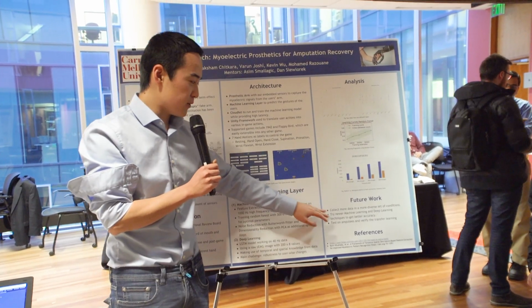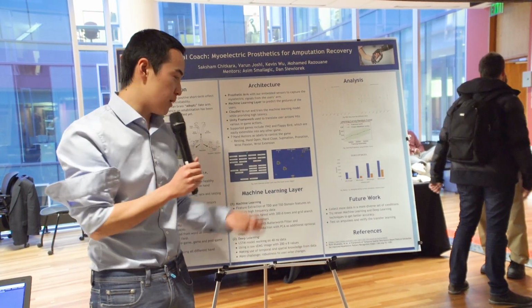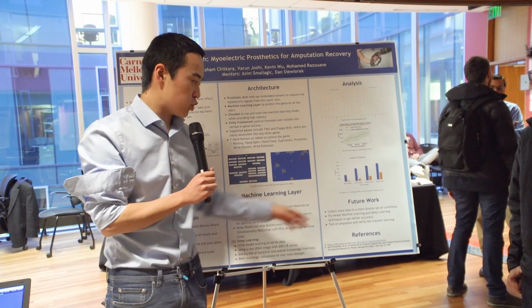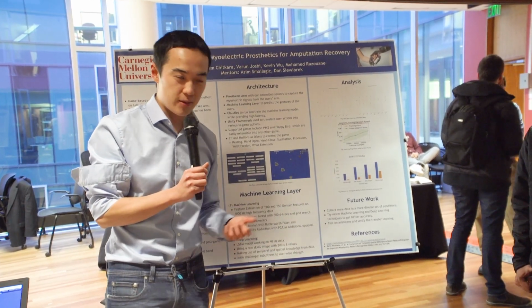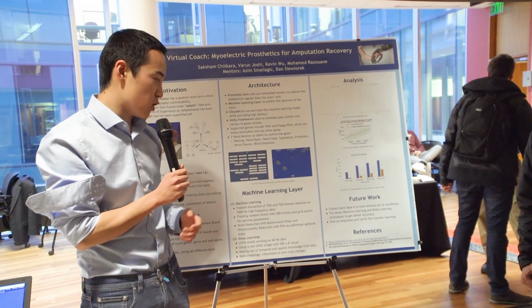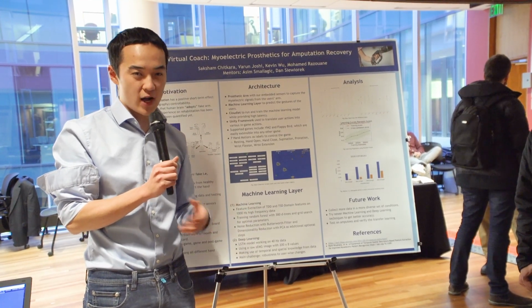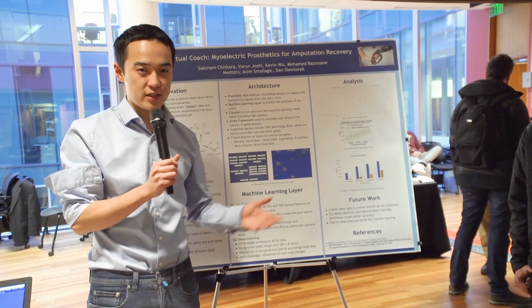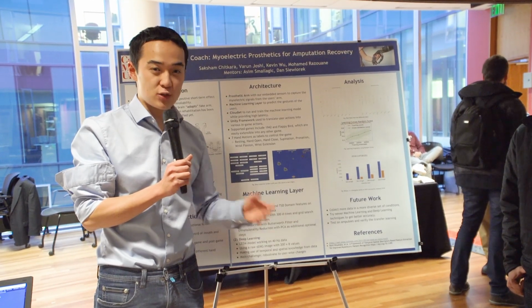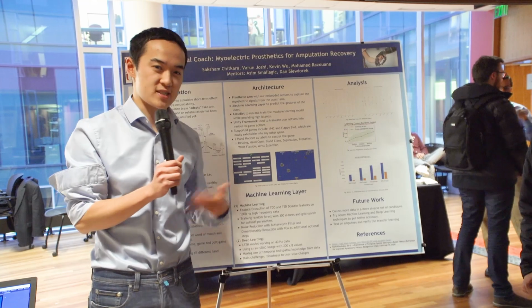So in the future, we definitely want to collect data from more users, try newer machine learning algorithms, and also test on actual amputees and see whether our algorithms perform as well for them as they do for the healthy patients that we tested with.